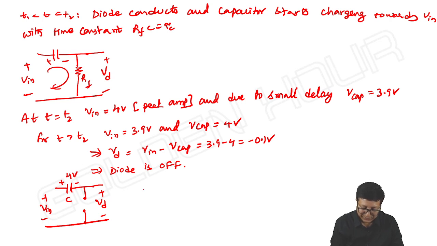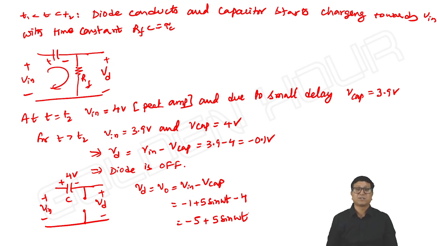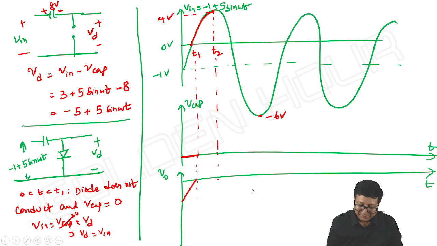Then what about VD? V output is equal to V input minus V capacitor. What is V input, friends? V input is minus 1 plus 5 sin omega t, and V capacitor is 4. Ultimately, your answer is minus 5 plus 5 sin omega t. Same as the answer of the previous two cases. Again, here you can see the capacitor is charging up to 4 volt peak amplitude.